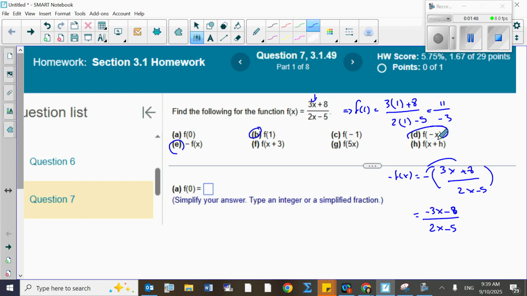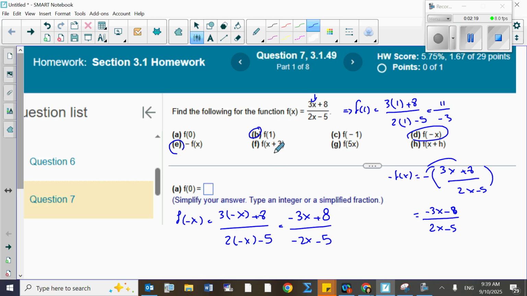What is f of negative x? F of negative x means wherever you have x, you just plug in negative x instead of that. So I will have 3 times negative x plus 8 over 2 times negative x minus 5. So I will have negative 3x plus 8 over negative 2x minus 5. So that is f of negative x.